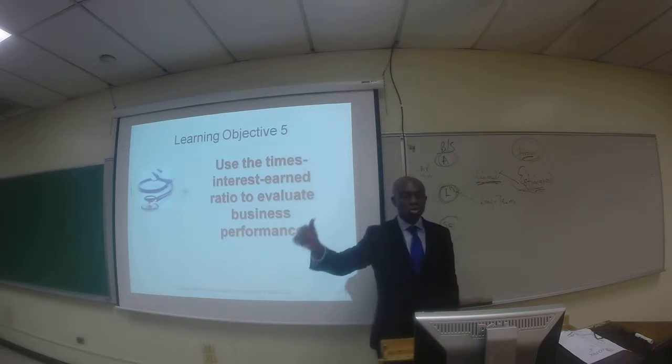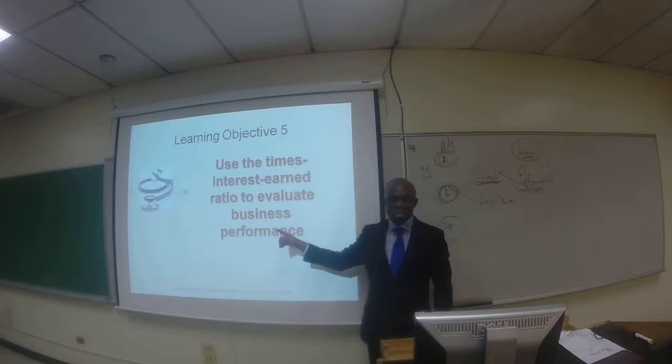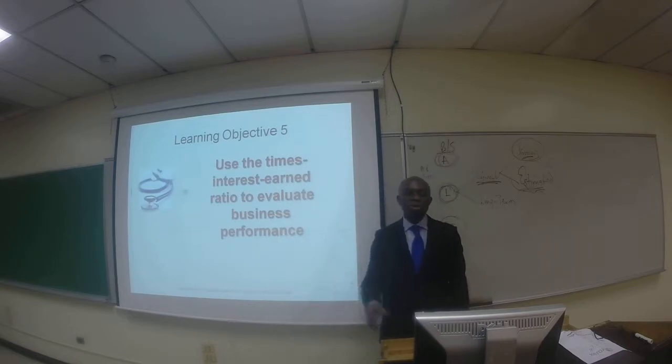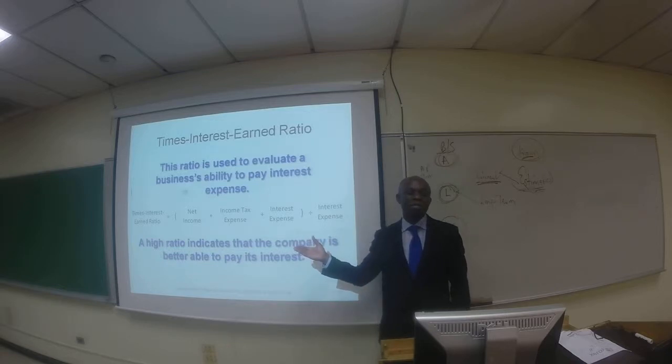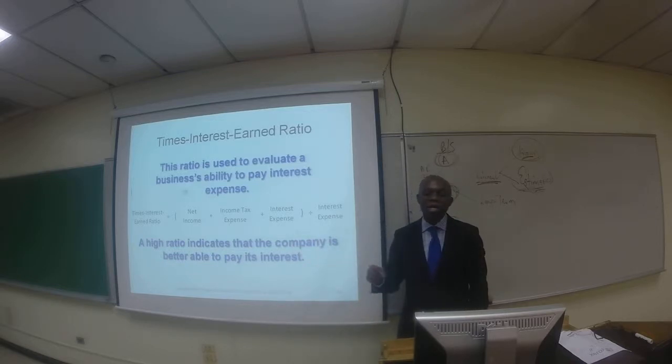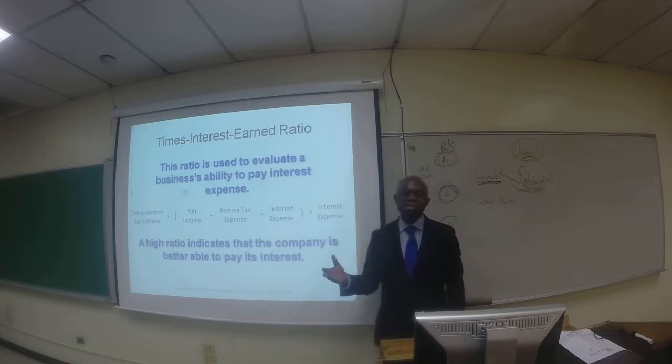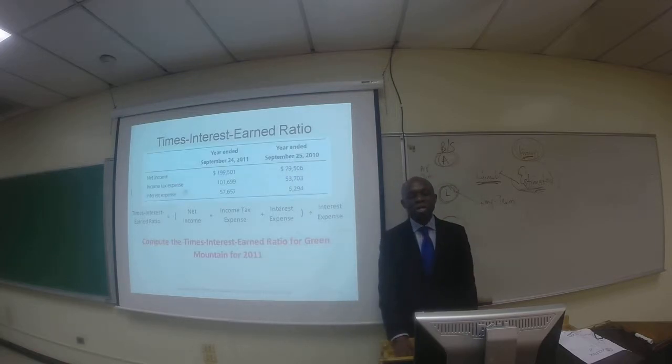So one more issue. Times interest earned ratio to evaluate business. This is the ratio that we simply use to determine a company's ability to pay interest. And here's the formula. The formula is you add the income tax expense and interest expense to net income and divide by interest expense. Now, take a look at the demonstration of that ratio.